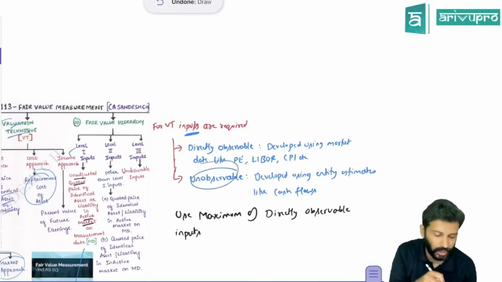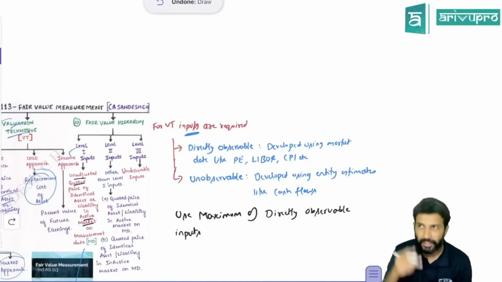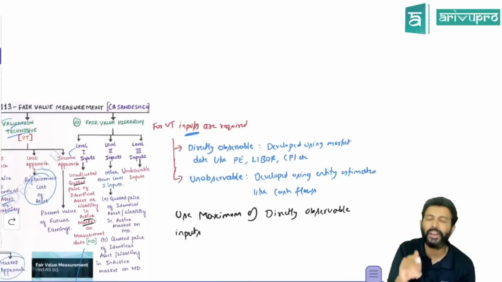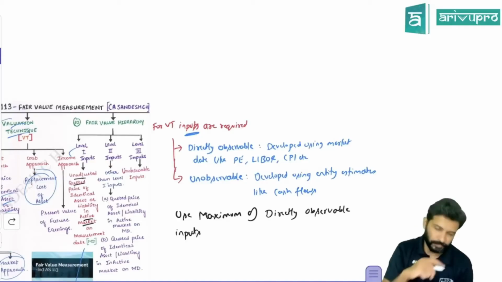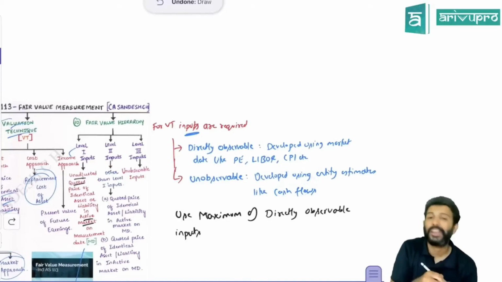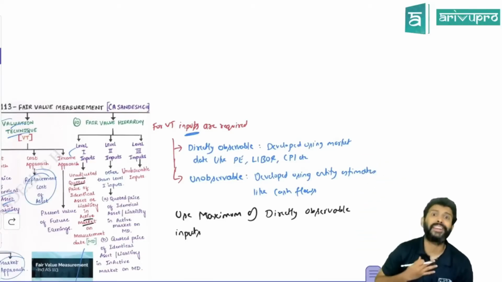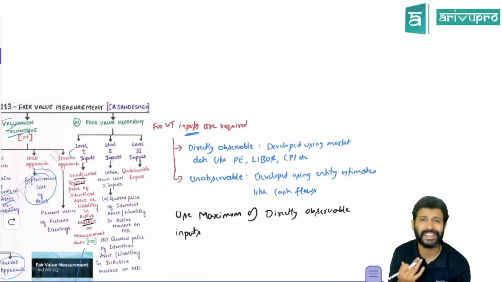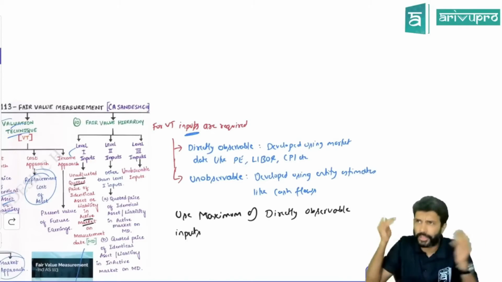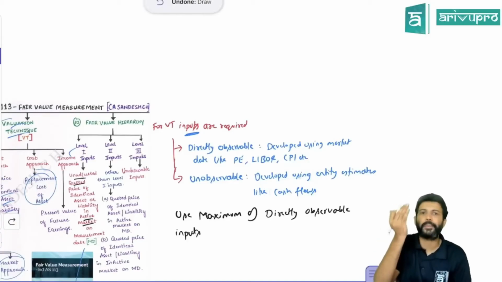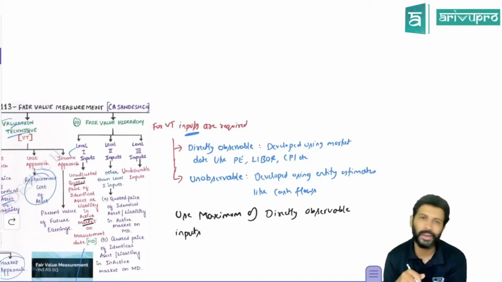However, unobservable inputs are those which are developed by the entity. If the entity only estimates the inputs or values, we call them unobservable inputs. Like cash flows. How do you find the present value of future cash flows? Cash flows, who will get them? The entity. So who has to estimate the cash flows? The entity. The entity doesn't have a base for that. So data which is not available in the market, which the entity has developed on its own, we call unobservable input.